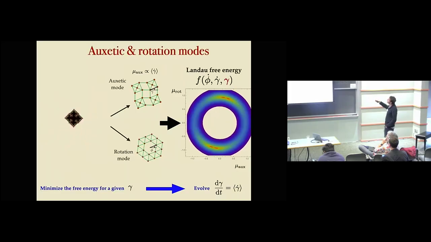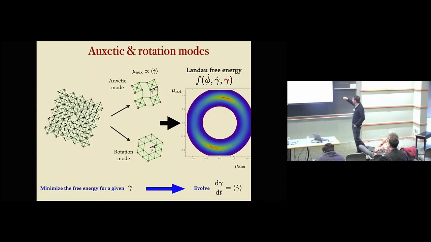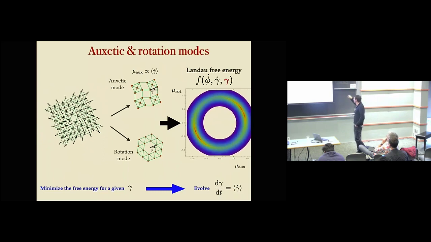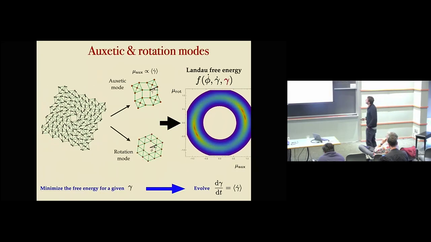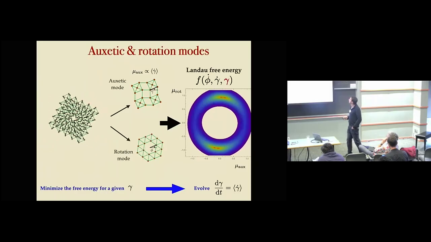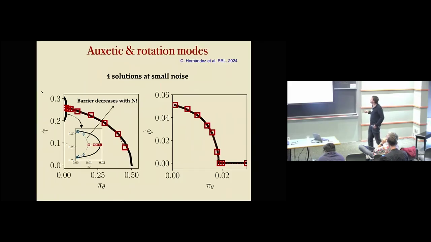So what we do now is that for each given gamma, we find the minimum, and then we can define the rotation of this auxetic mode. That allows us to evolve our system to determine the statistical dynamics of this more complicated case. And this is what we obtain. This is just to show you that it worked pretty well. The black is just the theoretical result. The other one is the experiment, the numerics, sorry.